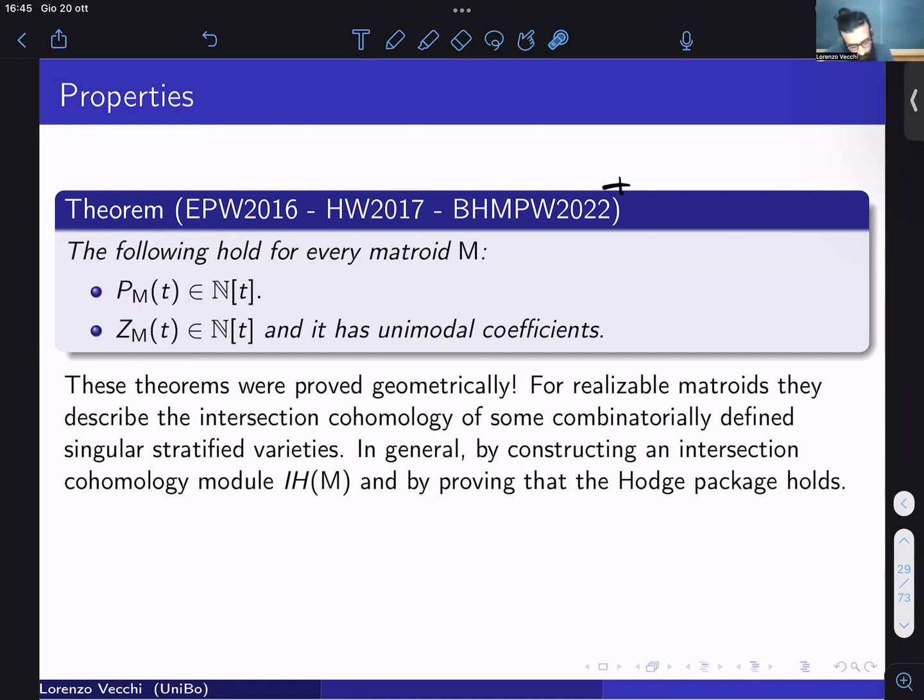And then in the general case, we don't have geometry associated to our matroids because we don't see them as lists of vectors. So what they do is they build an intersection cohomology module, IH of M, that looks like the intersection cohomology module for a variety, even if the variety is not there. And then they prove that some Hodge theoretic results hold for this module. So for example, the fact that the zeta polynomial has unimodal coefficients is a consequence of the fact that in IH of M, we have Poincaré duality and the Hard Lefschetz theorem holds.